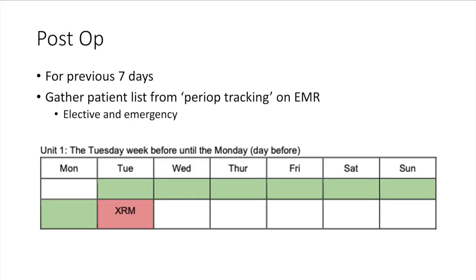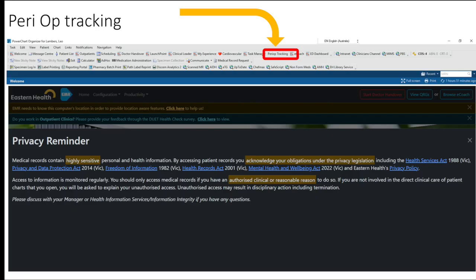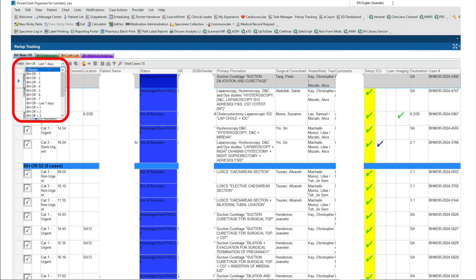The post-operative list is easier to make than the pre-operative list, as often the patients are already entered on FileMaker. To find the patients who had surgeries in the last 7 days, go on to EMR and then periop tracking. In the top left, filter by BHOR the last 7 days. This will bring up all operations in the past 7 days in all theatres. Unfortunately, it is ordered by theatre and not by surgeon or by time.